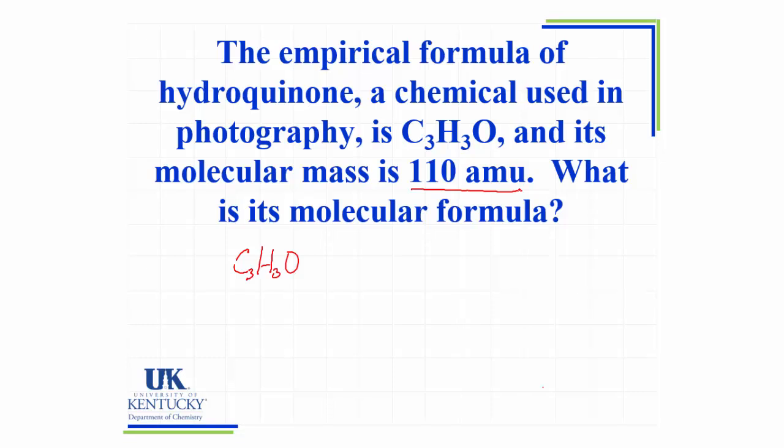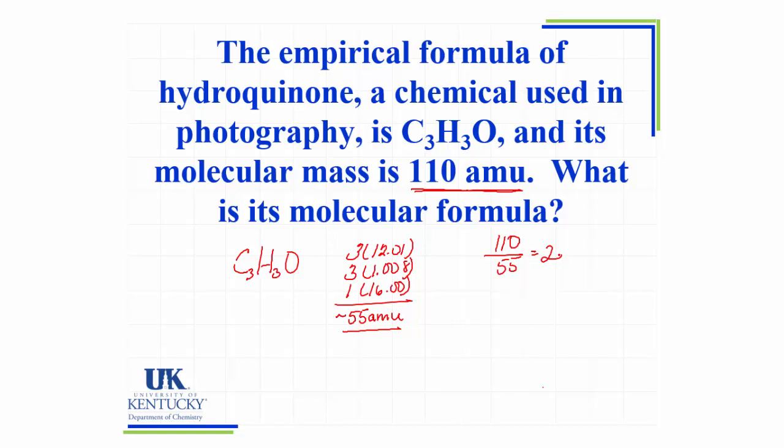So what I need to find is what I would call the empirical formula mass, where we have 3 times 12.01 for carbon, plus 3 times 1.008 for hydrogen, and 1 times 16.00 for oxygen. And what we find is that we get approximately 55 AMU. Now that we know the empirical formula mass, we can simply see what the factor is between the actual molecular mass and the empirical formula mass. So I can take 110 divided by 55 and get a factor of 2.